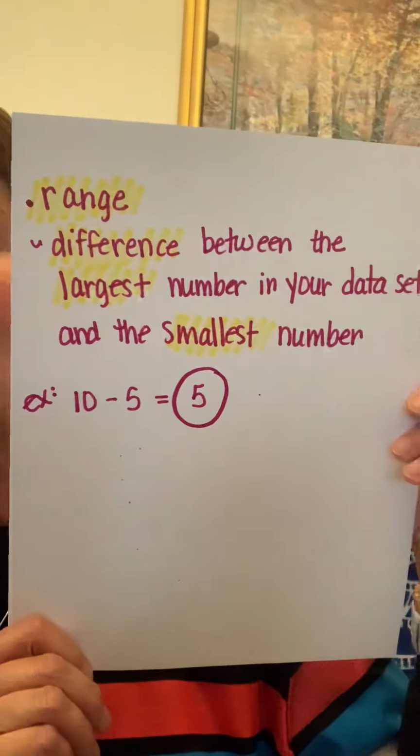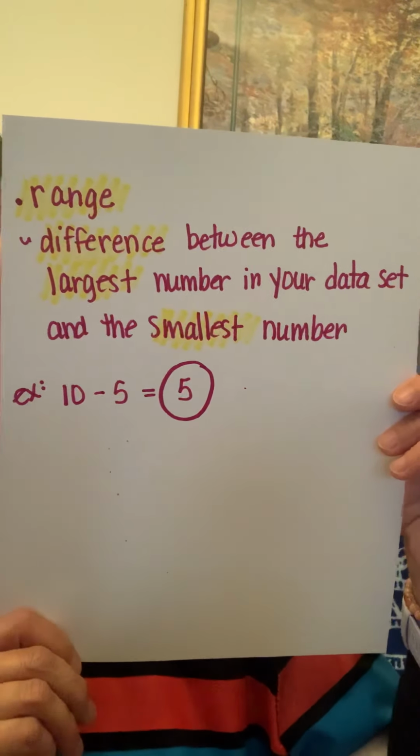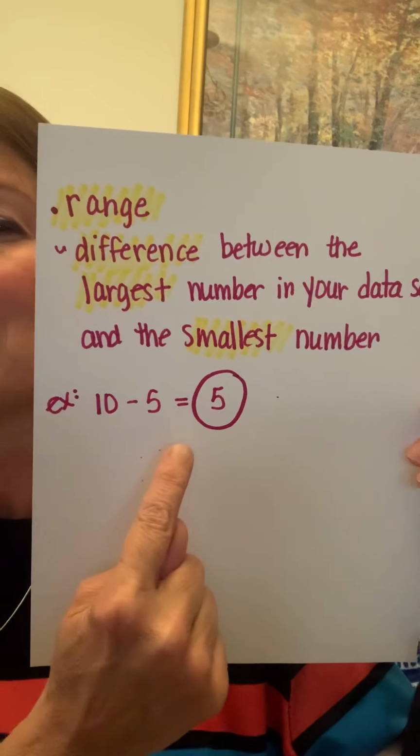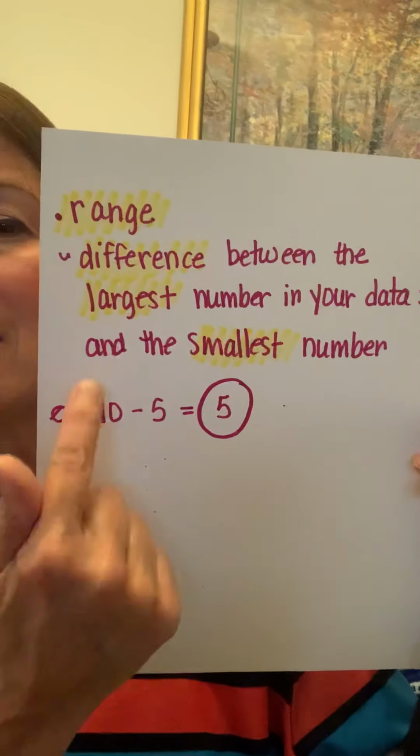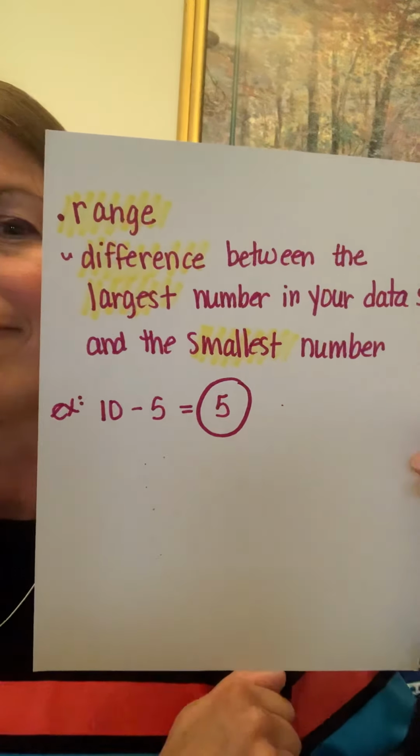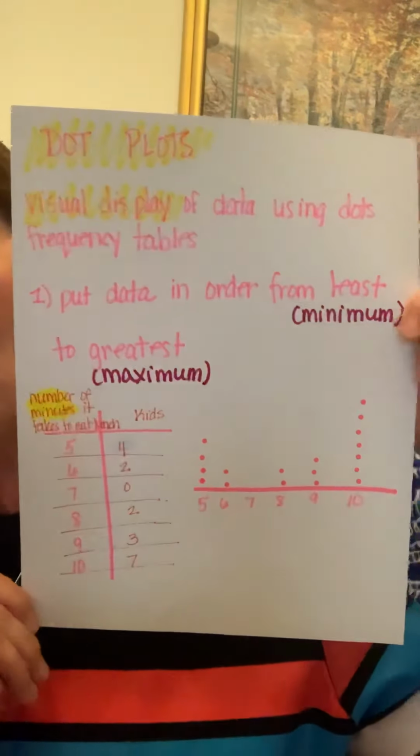Then we have the range. The range is the difference between the largest number in your data set and the smallest number. So if I had 10 was my largest number, 5 was my smallest, I'm going to subtract those. 10 minus 5, 5. That's my range. And then dot plots. Dot plots, that's our visual representation.